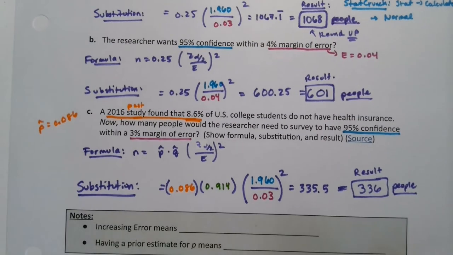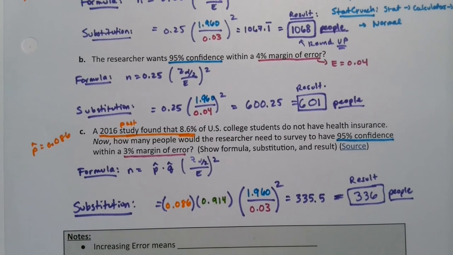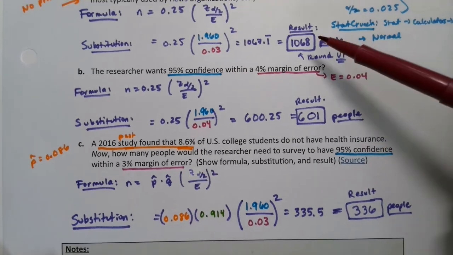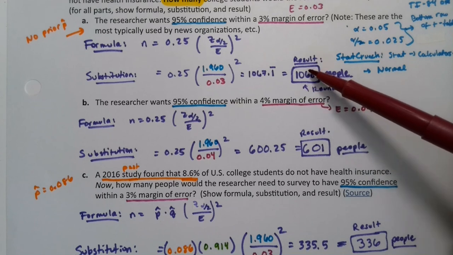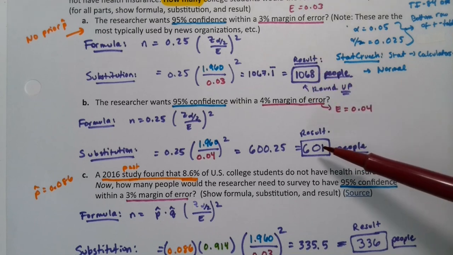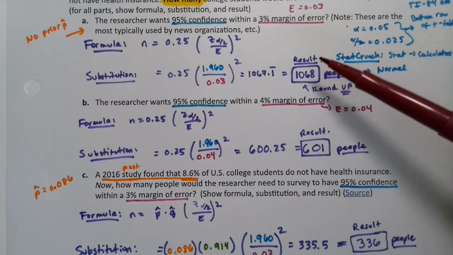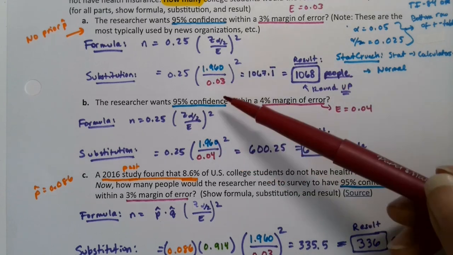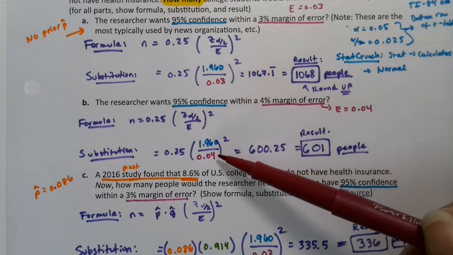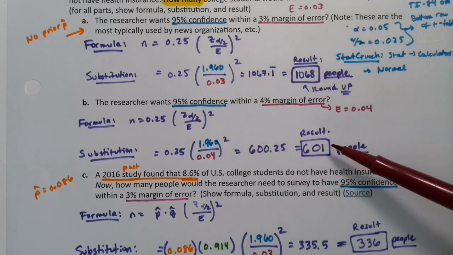All right, now there's a lesson to be learned. I chose these examples for a reason. So let's compare the first two, right? When we increased the error, right? When I let the error go from 3% to 4%, look at what happened to the number of people that were required. It went down. Why? Well, when you make the denominator larger, see what's happening? When the denominator gets larger, the overall result gets smaller.